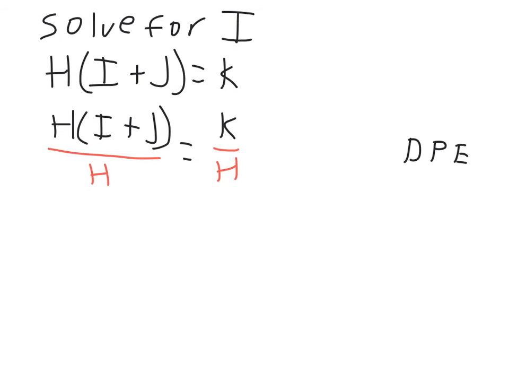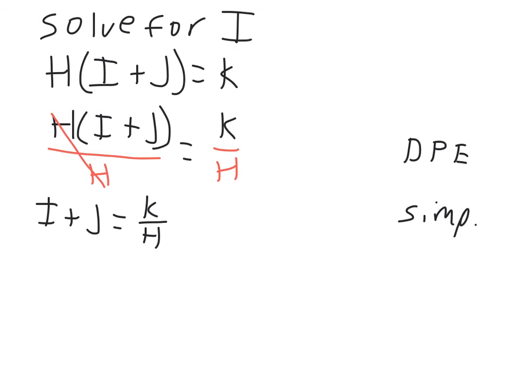On the left side, the h's just cancel each other out to leave i plus j, and you don't have to put the parentheses anymore. And on the right side, we have k over h. You can just leave it as a fraction like that, k over h. There's nothing more you can do with that. So that was simplifying.